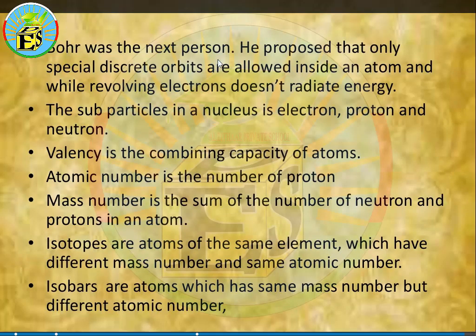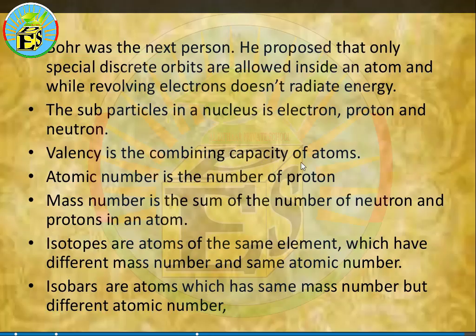Bohr was the next person. He proposed that only specific discrete orbits are allowed inside an atom, and that while revolving, electrons don't radiate energy. The subparticles in an atom are electrons, protons, and neutrons.